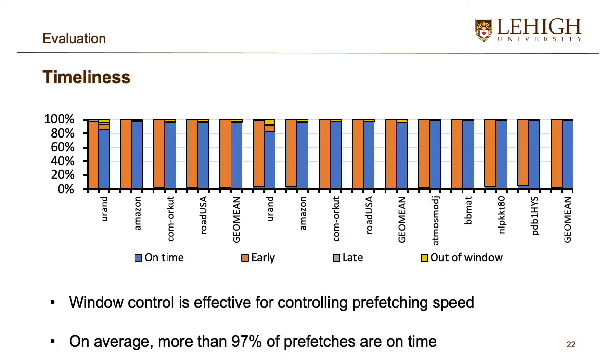Besides coverage and accuracy, timeliness is also essential to the effectiveness of prefetching. Without the proposed timing control mechanism, more than 98% of prefetches are issued too early, so they are evicted before demand access. With timing control, more than 97% of issued prefetches can return on time.